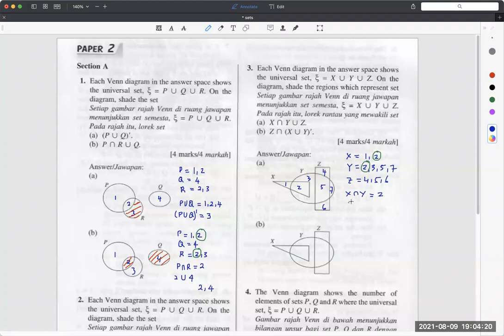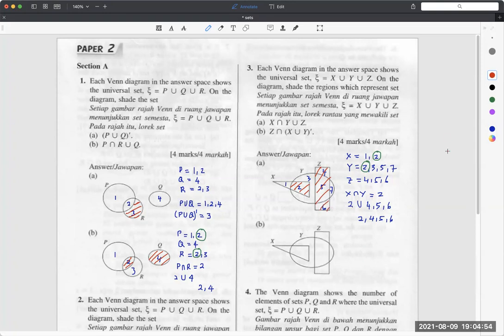Okay. And then we continue on. Union with Z. So 2 union Z. And what is Z? Z is 4, 5, 6. So our answer is just a combination of all these: 2, 4, 5, 6. Now we look at the diagram. So where is 2? We shade 2. 4, 5, 6 is this area. Okay, so that's the answer.